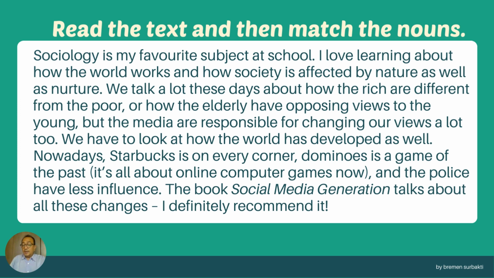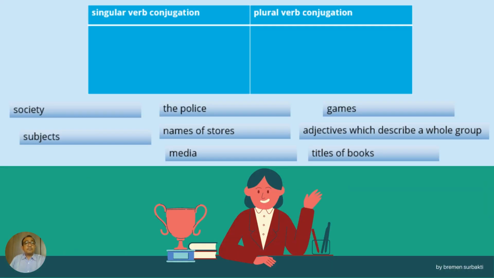They are all subjects. What is the analysis, one by one? What we have read has subjects that appear on the screen right now: society, the police, names of stores, media, games, adjectives which describe a whole group, and titles of books. When you see these as the subject of your sentence, can you group them into singular verb conjugation, or do they belong to plural verb conjugation? Is it possible for you to do it?